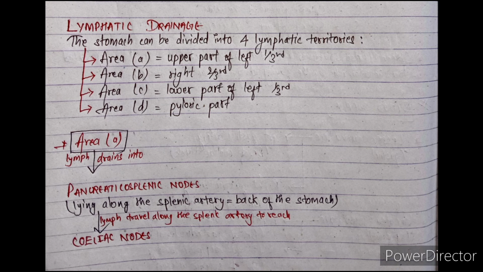So the lymph from area A drains into pancreatico-splenic nodes lying along the splenic artery that is on the back of the stomach, and then lymph travels along the splenic artery from the pancreatico-splenic nodes to reach to the celiac nodes.